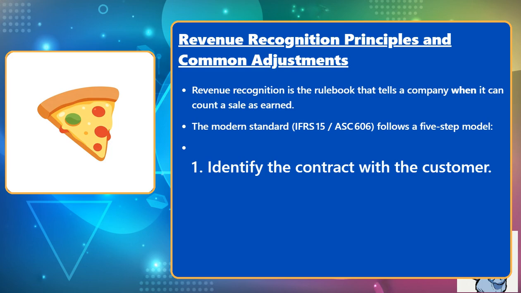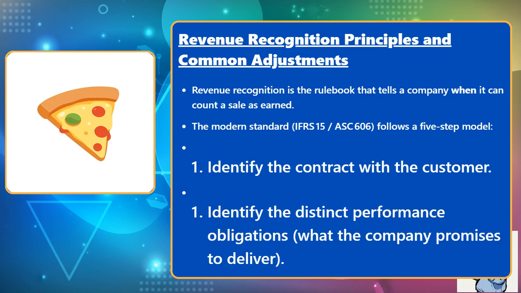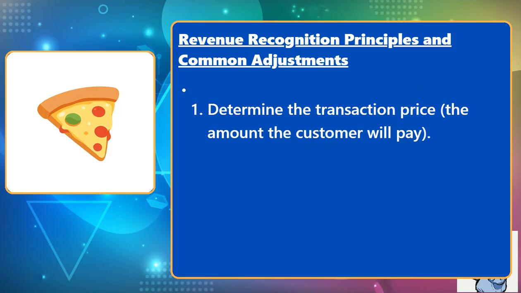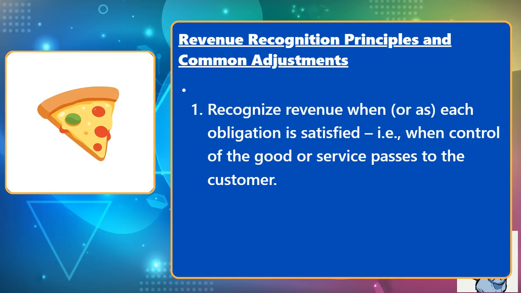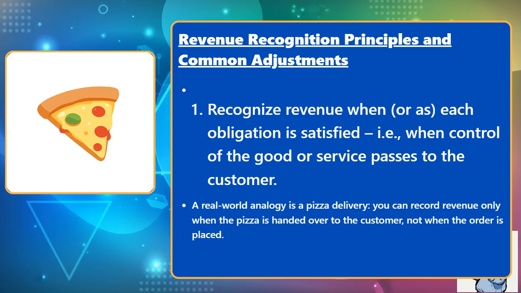1. Identify the contract with the customer. 2. Identify the distinct performance obligations, what the company promises to deliver. 3. Determine the transaction price, the amount the customer will pay. 4. Allocate the price to each performance obligation. 5. Recognize revenue when or as each obligation is satisfied, that is, when control of the good or service passes to the customer. A real-world analogy is a pizza delivery. You can record revenue only when the pizza is handed over to the customer, not when the order is placed.